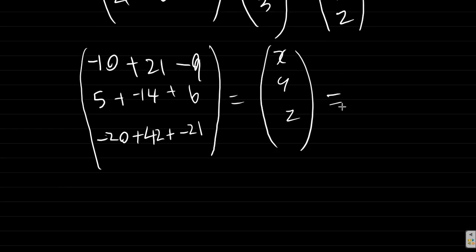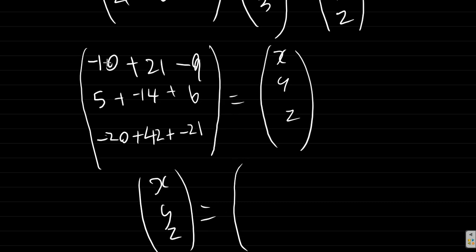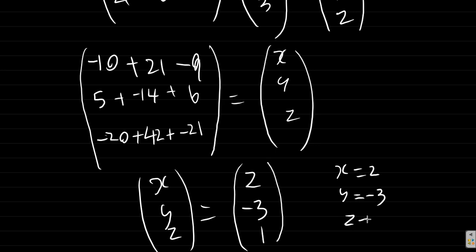So, let's write it over here. x, y, z is equal to, let's work these out now. Negative 10 minus 9, that's negative 19 plus 21. Negative 19 plus 21, that's what, 2? Alright. 5 minus 14 would be negative 9. Negative 9 plus 6 would be negative 3. Then negative 20 minus 21. Negative 20 minus 21, that's negative 41. Plus 42 would be 1. So based on what it is saying, x is equal to 2, y is equal to negative 3, and z is equal to 1.